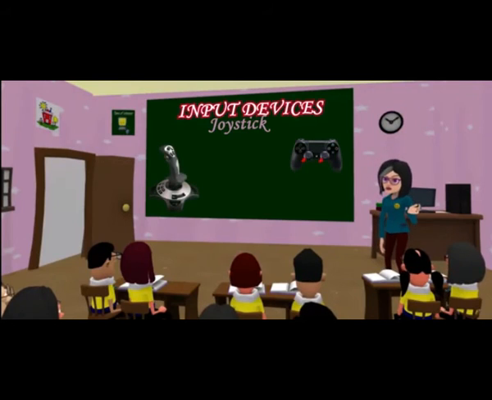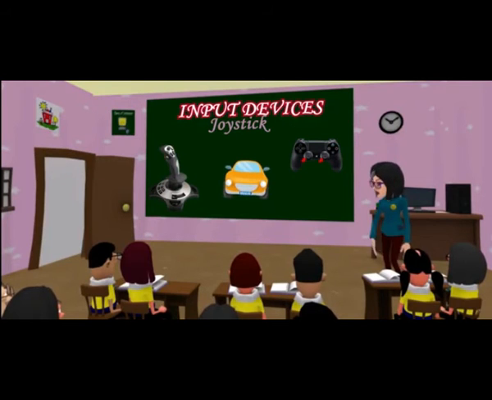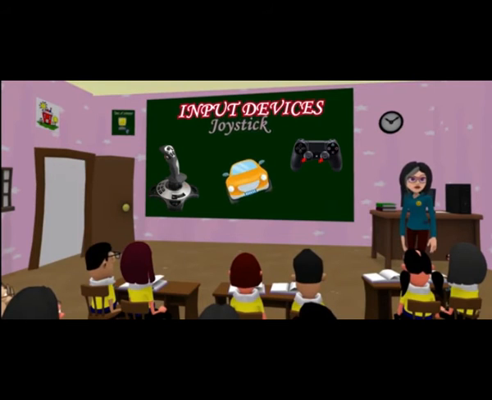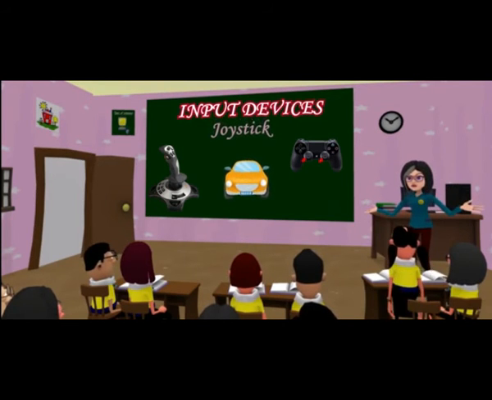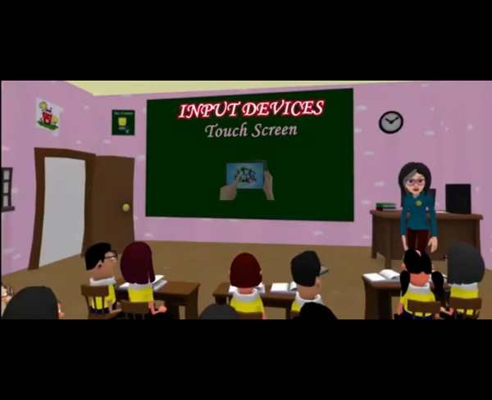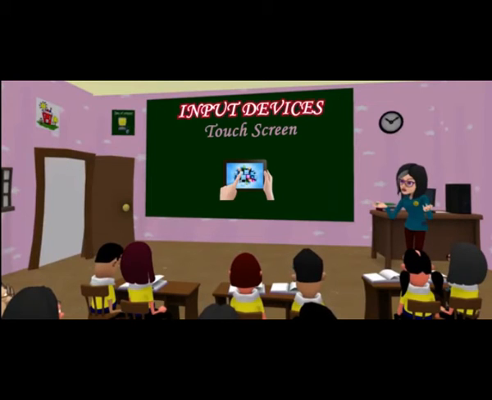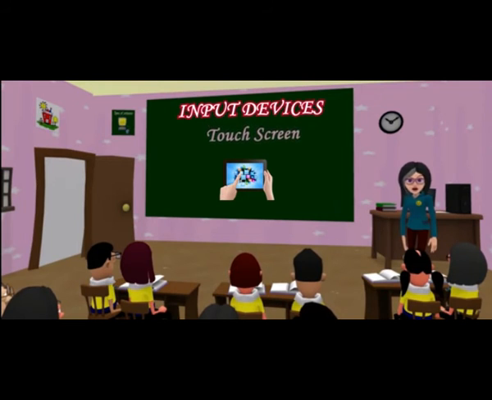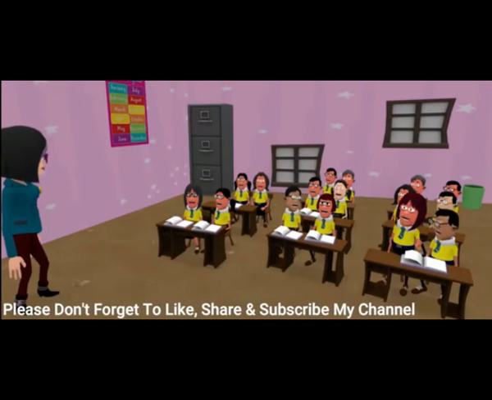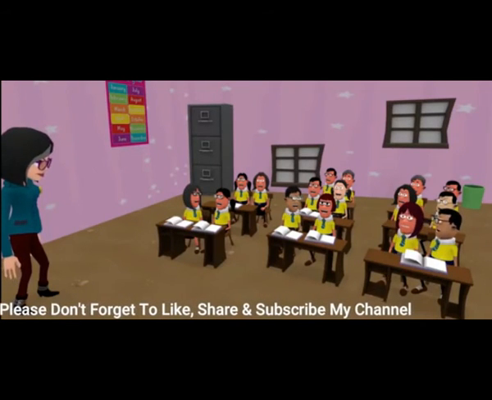Yes, you are right. Now next input device is joystick. It is used to play computer games. It is used to control different movements in a game. Ma'am, I play computer car racing game with it. Okay, students, next is touch screen. It is an input device through which data is entered by simply touching the screen. Our finger acts as the pointing device. Students, have you seen touch screen? Yes, ma'am. Mobile phones and tablet PC have touch screen.